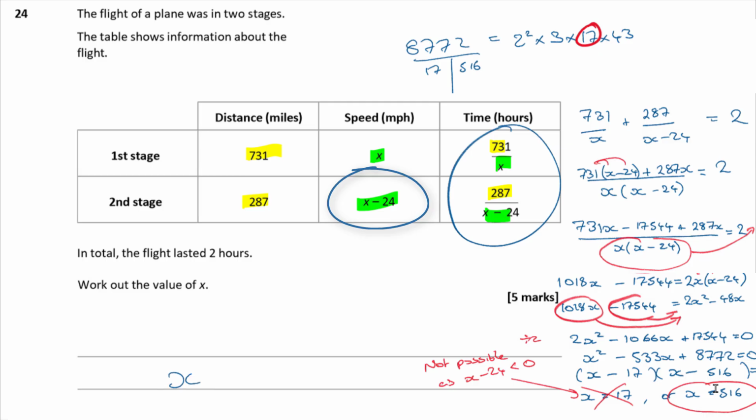Therefore, x equals 516 what? Miles per hour. Okay, I am done. That was quite hard work.